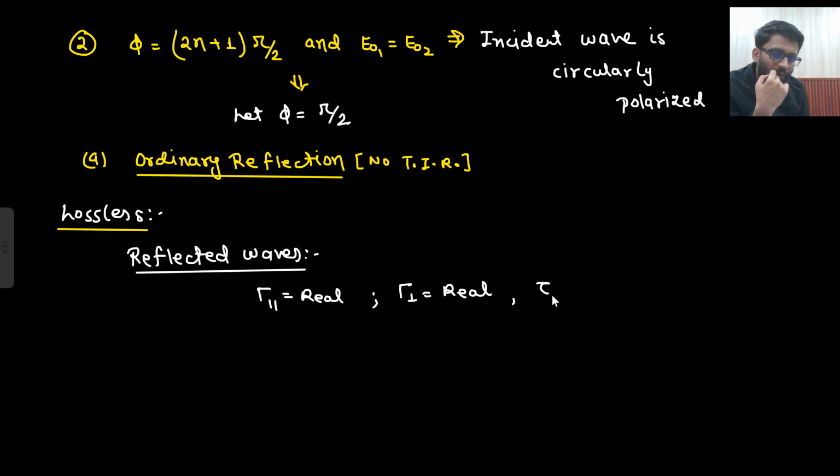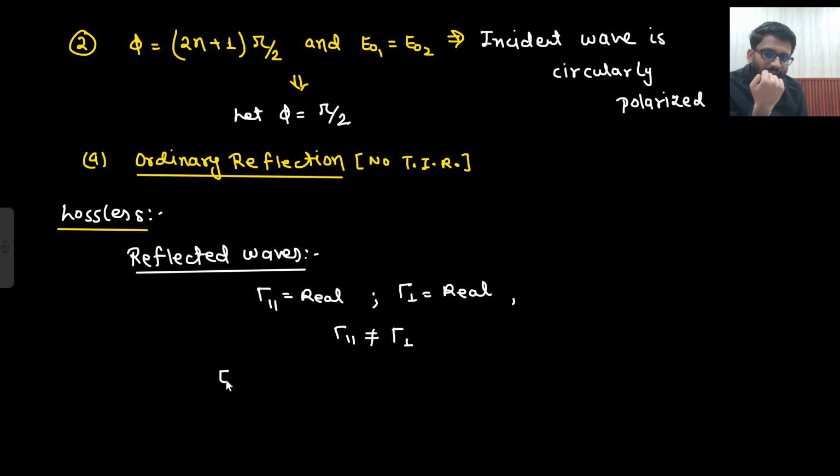And what will be your tau parallel? If I am talking about only the reflected wave, so I only need gamma perpendicular. Sorry, I only need the value of gamma. So let's drop tau here. But the second thing is, both are never equal. Both are never equal, right? Gamma parallel is never equal to gamma perpendicular.